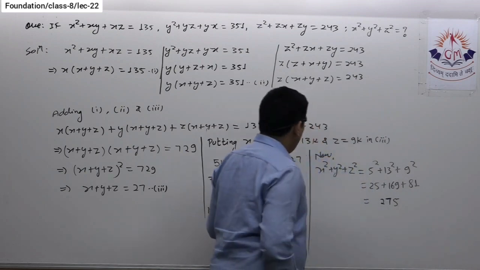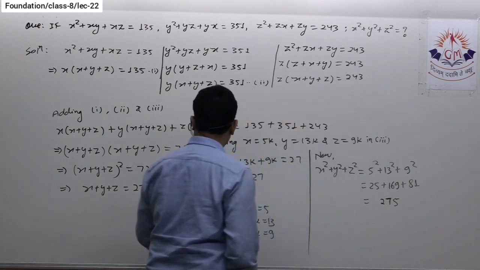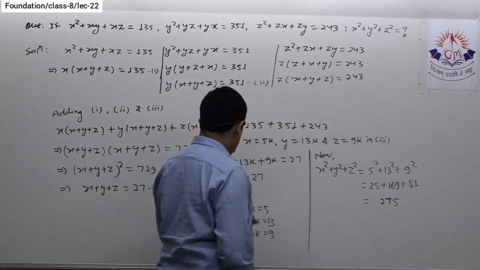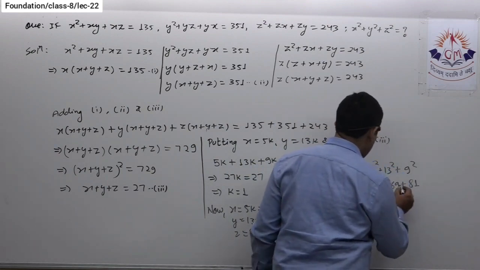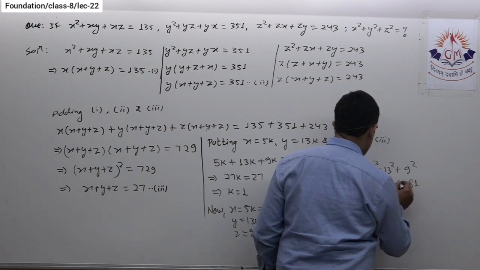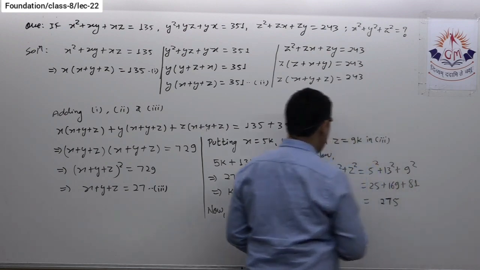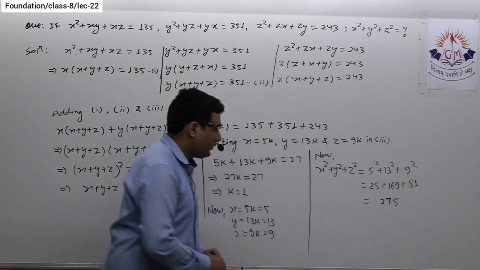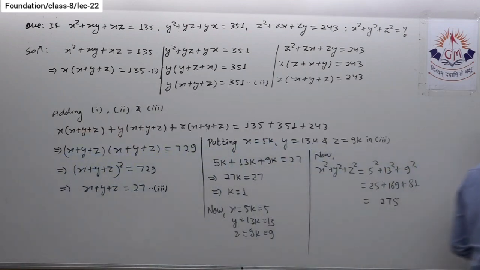x equal to 5, y equal to 13, and z is equal to 9. So 5 square, 13 square, 9 square, that is 275. This is the final answer, x square plus y square plus z square. So please note it down. Then we will see the next question.